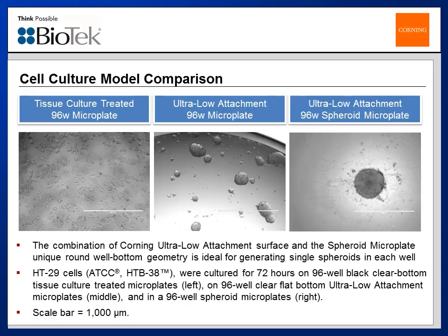Then finally, on the right, when the cells are cultured in the 96-well format of the spheroid microplates, a single nicely rounded spheroid is formed in each well. This leads to greater uniformity in the data from replicate wells and across the entire plate when used for screening purposes.